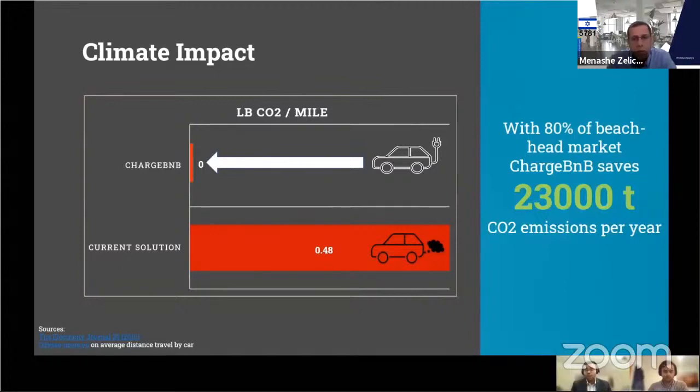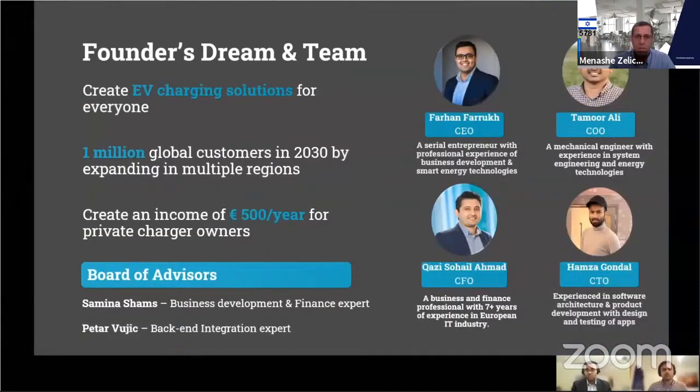And how do we do it? We aim to substitute the use of diesel cars with electric cars. And this is the problem 8 out of 10 Norwegians face currently, where they choose a diesel car instead of an electric because of range anxiety. This is the exact problem that ChargeBnB is aiming to solve by providing charger access everywhere.